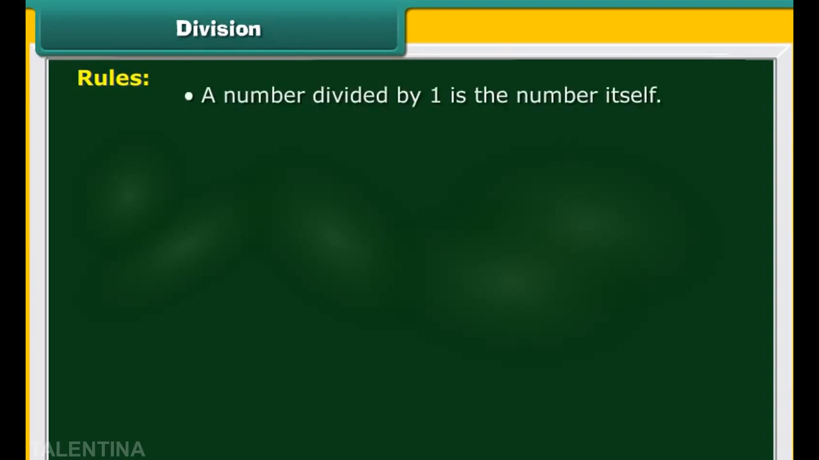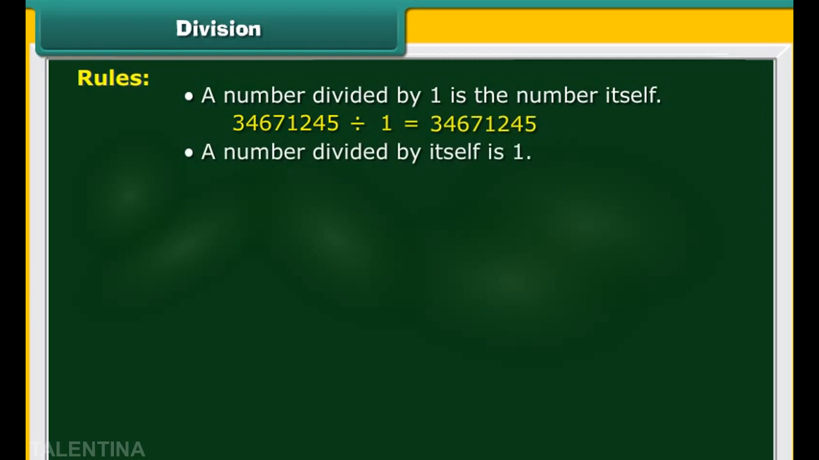Let us look at some rules of division. A number divided by 1 is the number itself. 34671245 divided by 1 is equal to 34671245. A number divided by itself is 1.